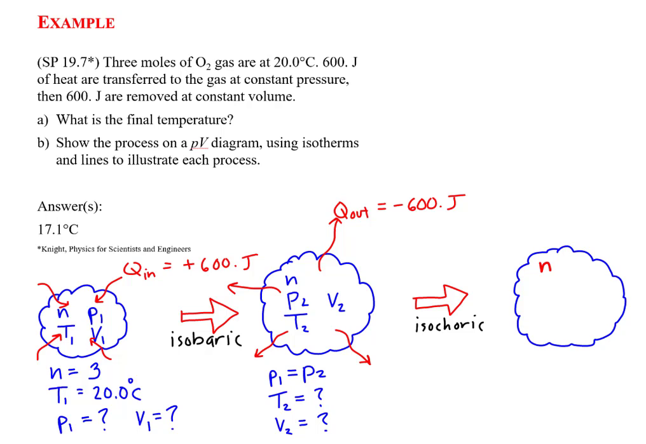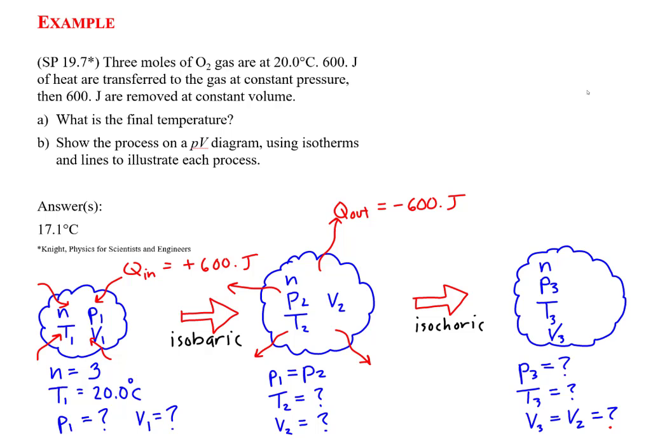The new thermodynamic state has the same number of moles N, a new pressure P3, which is unknown, a new unknown temperature T3, and volume remains constant since this is an isochoric process, so the volume of state 3 is equal to the volume of state 2, which is unknown. There are a lot of unknowns during these processes. Our goal is to find the final temperature, T3.